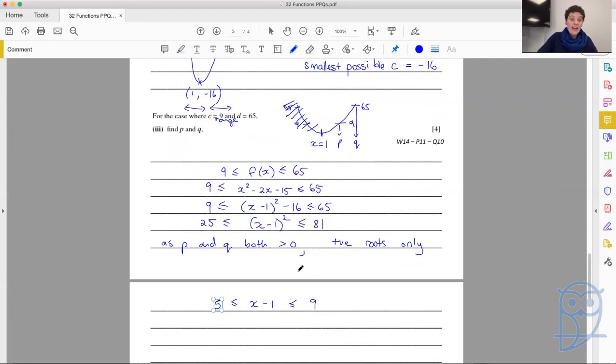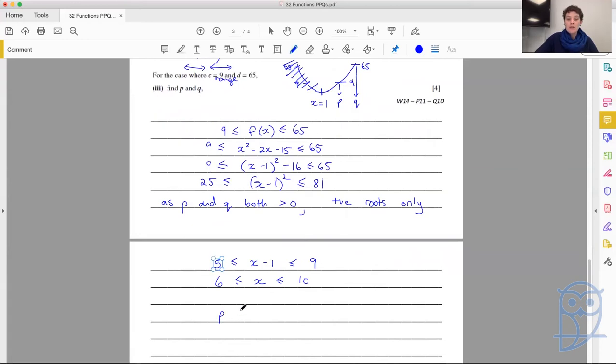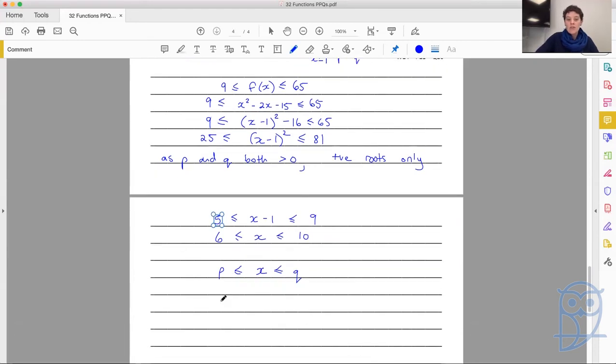Now we can get rid of that 1, add 1 to each zone. 5 plus 1 gives us 6, less than or equal to x, less than or equal to 9 plus 1 is 10. So we have worked backwards from our range all the way to our domain. So our domain statement is p less than or equal to x less than or equal to q. So therefore, p equals 6 and q equals 10. So we now have a domain and range for this piece of our quadratic.